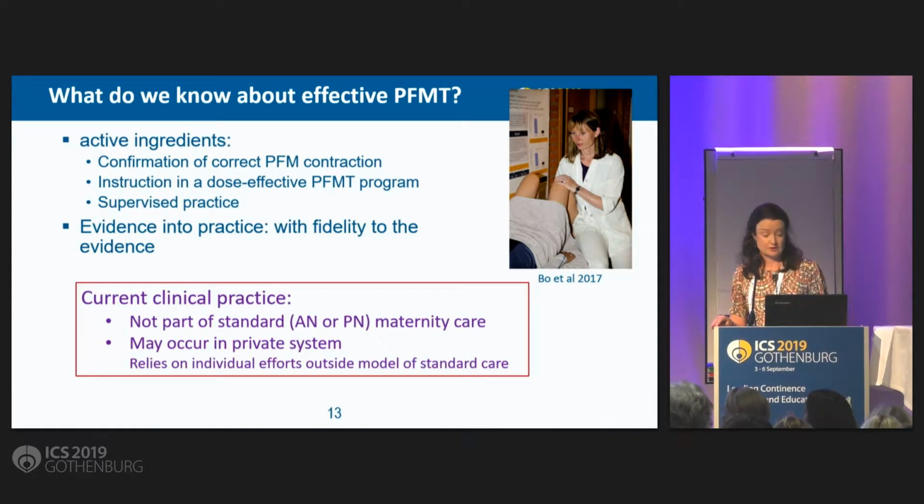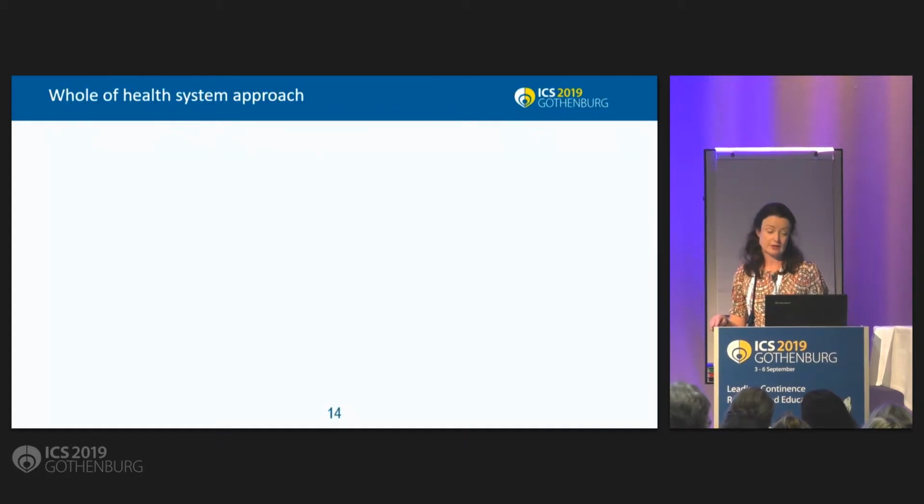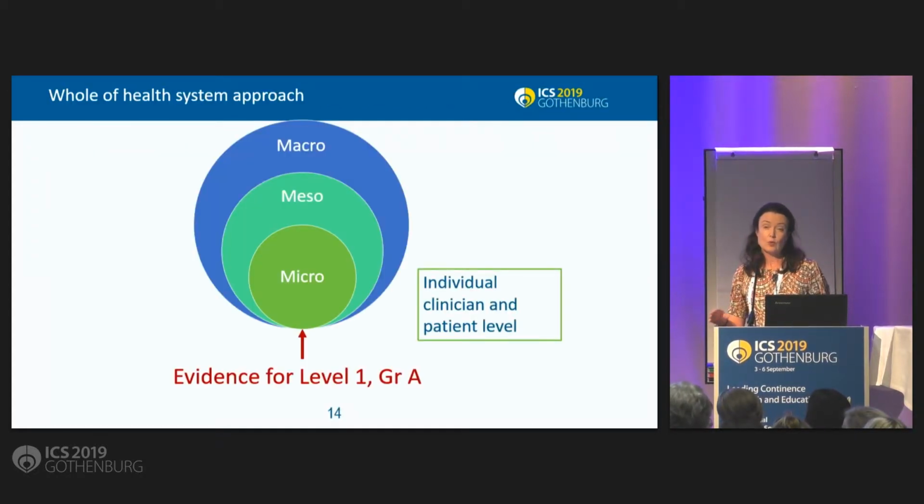But we know that this doesn't occur routinely. It's quite erratic and spasmodic and very context dependent. It may be easier to do it in the private system where people have more autonomy and independent control, but that's not a population-wide approach. It's never going to reach the hard to reach, the vulnerable, and probably those who need it the most. So we really now need to move beyond that patient-clinician interaction and take a whole of health system approach.